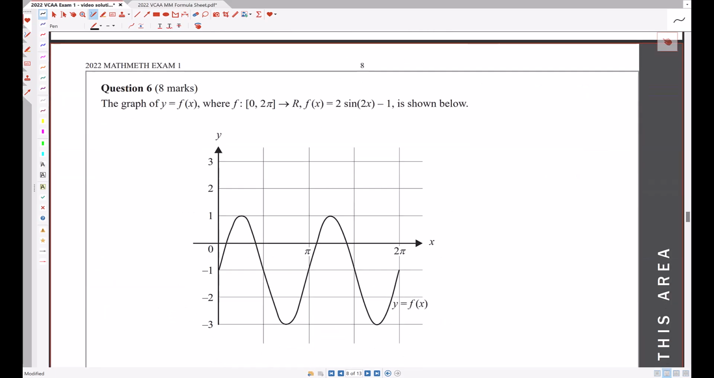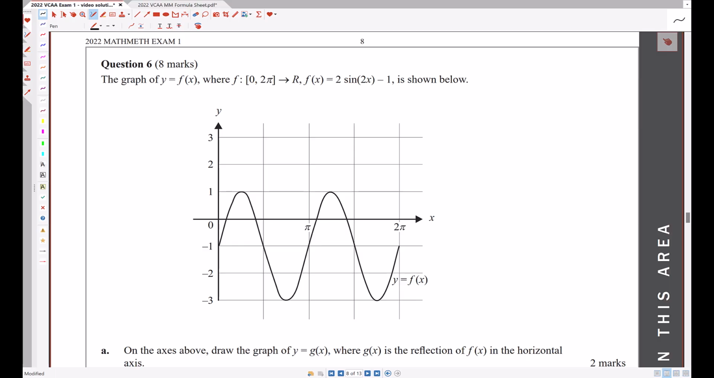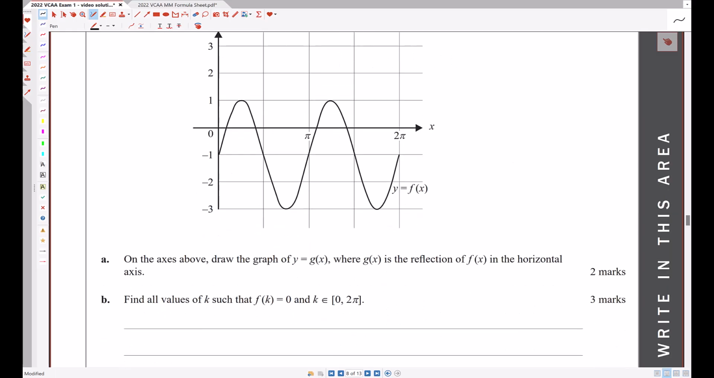Okay, question 6. The graph of y equals f of x, where f is a trig function, is shown below. So we've got domain of 0 to 2 pi, we've got the rule of 2 times sine of 2x minus 1, so an amplitude of 2 as caused by that. We've got a period of 2 pi on 2, so a period of pi. We can see that. We're seeing 2 complete periods happening between 0 and 2 pi, and down by 1. We're also seeing that. So the graph is drawn for us.